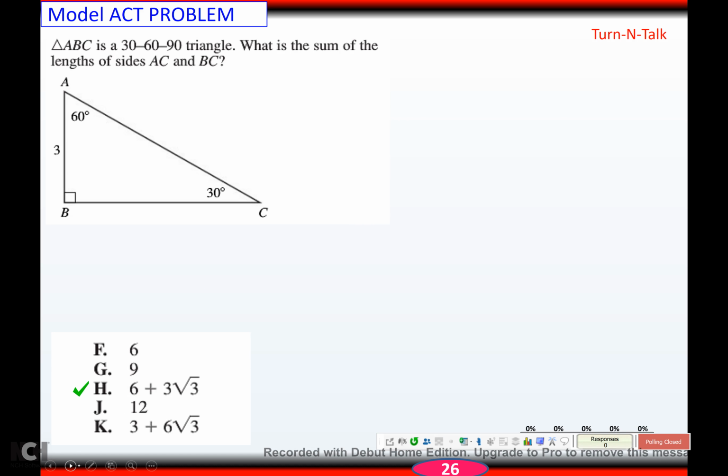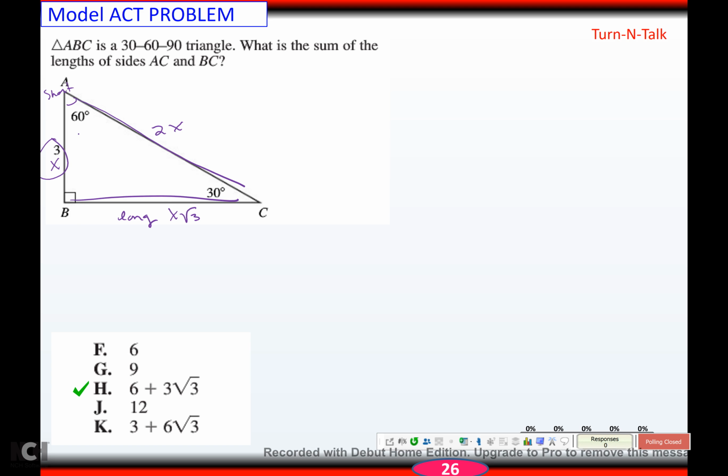All right, triangle ABC is a 30, 60, 90 triangle. As soon as I saw 30, 60, I go to my 60 angle. This side is the short. This side is the long. Okay, and the relationship is if this is x, then this is x square roots of 3, and this is 2x. Okay, what are the sum of the lengths of the sides AC and BC?